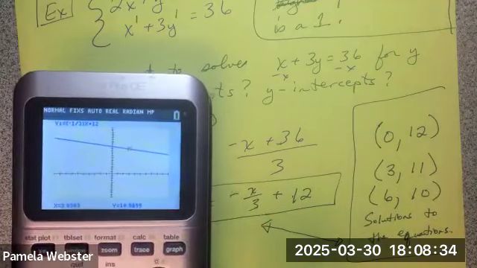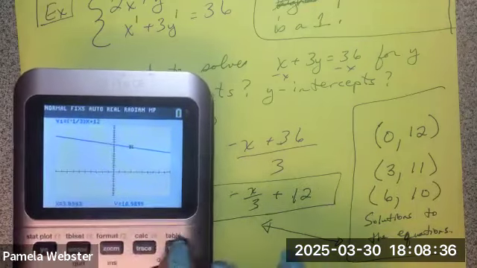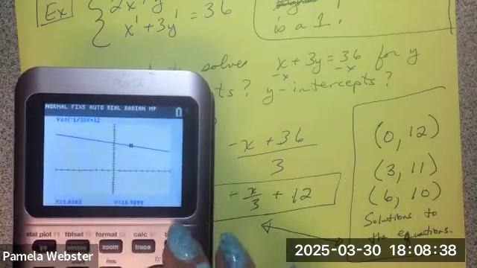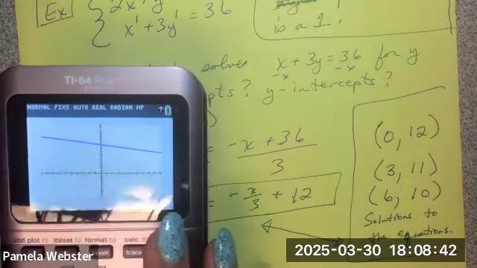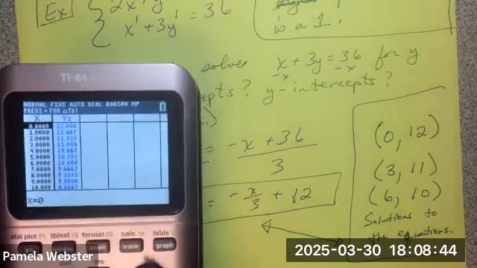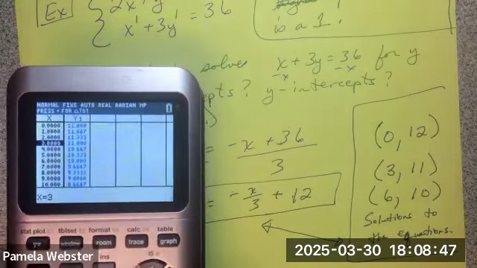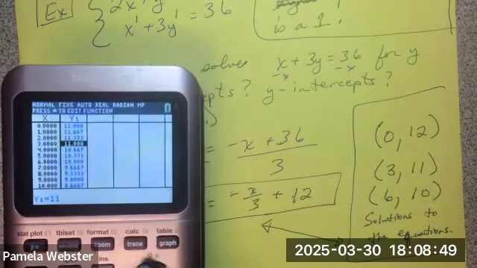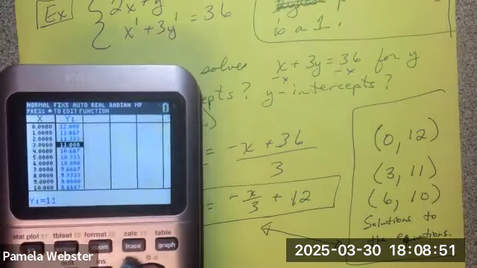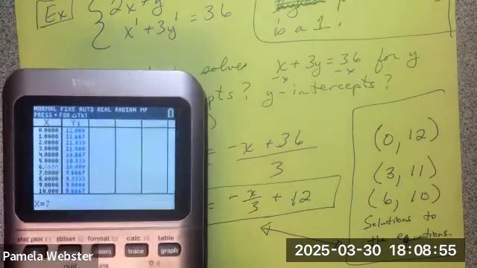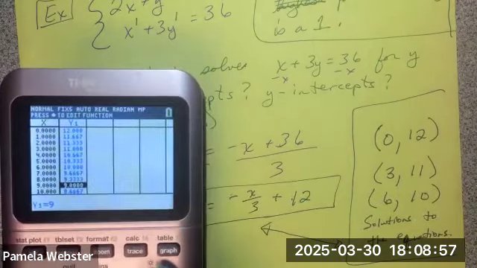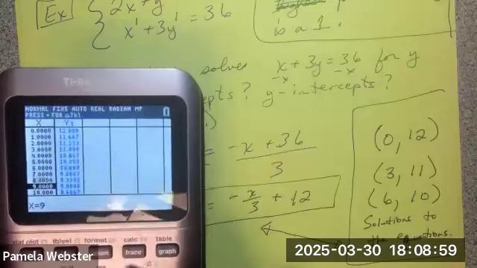If you really, really want to check it, you can always go into your table and see what's going on there. To get to table, I need the second value, I'm sorry, the second graph button. And here we go. There's 3 and 11, and the actual y value is 11. 6, and I've got 10. 9, and I'll have 9. Okay, so you can see those points.